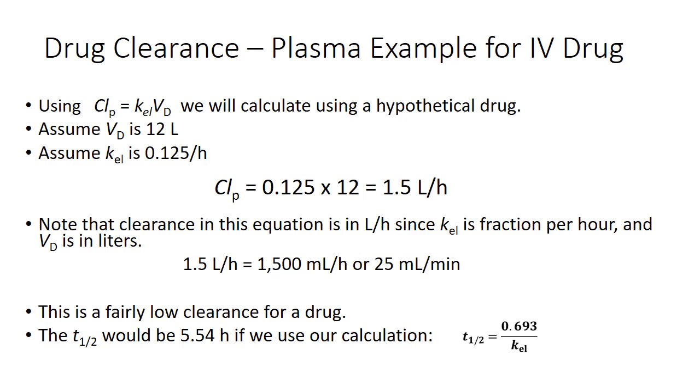We talked about it in physiology, but the glomerular filtration rate or glomerular clearance is about 120 to 125 milliliters per minute. So this value, 25 milliliters per minute, is nowhere near the renal clearance of something like creatinine clearance. That's very easily filtered and eliminated. So this is not a super high clearance really.